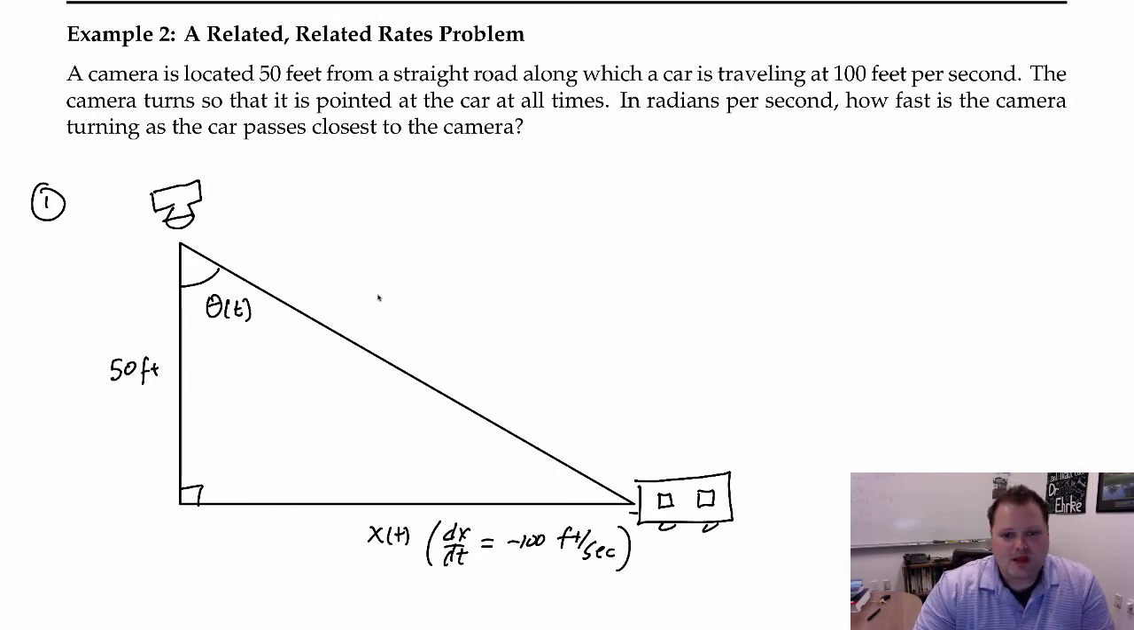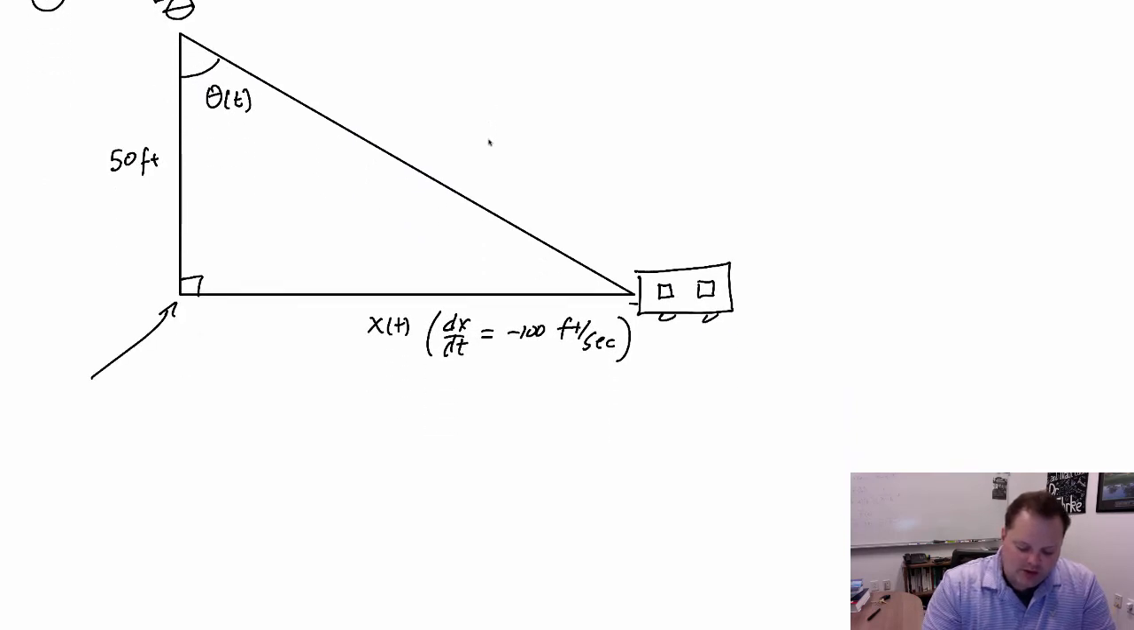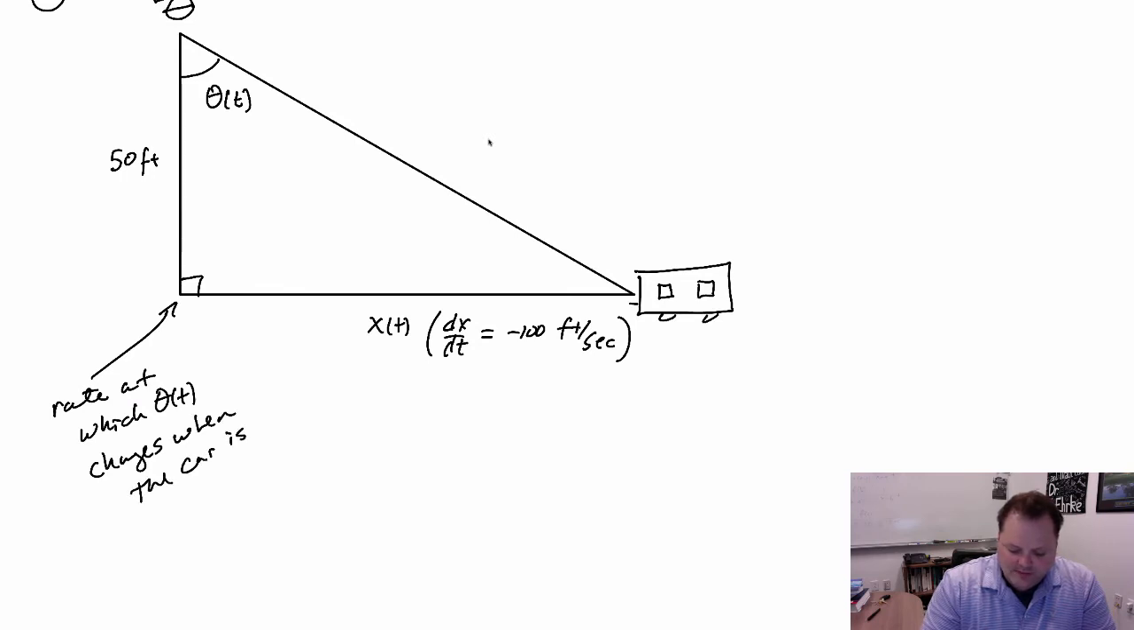Now, we don't really need to know the hypotenuse just yet, although we may discover along the way that we need to know it for some reason, but right now I'm just going to leave it blank. So if you look at what the question is asking, it says in radians per second, how fast is the camera turning as the car passes closest to the camera? So what I want to know is the rate at which theta of t changes when the car is here.